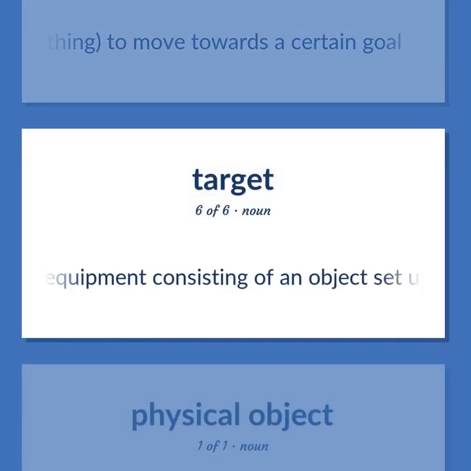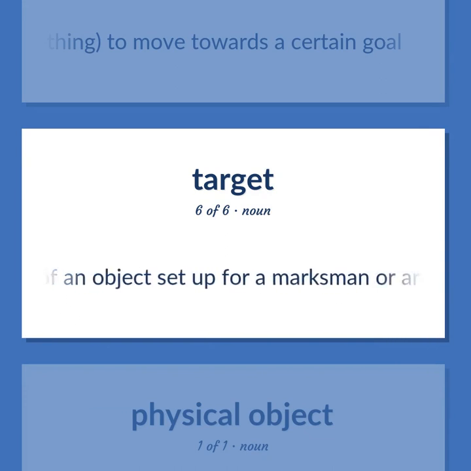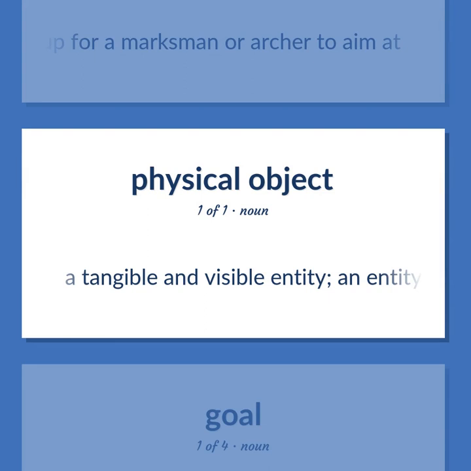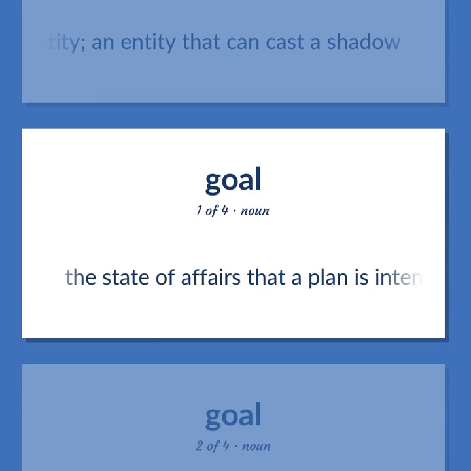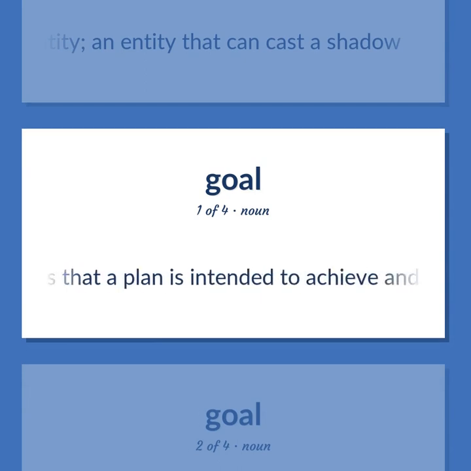Sports equipment consisting of an object set up for a marksman or archer to aim at. A tangible and visible entity. An entity that can cast a shadow. The state of affairs that a plan is intended to achieve and that, when achieved, terminates behavior intended to achieve it.